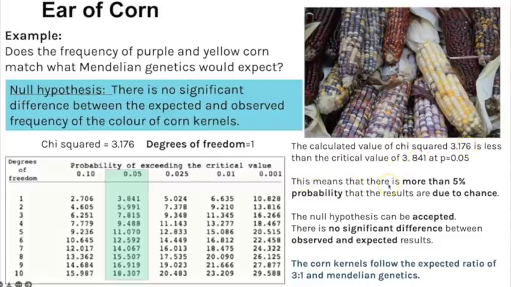So that means there's more than 5% probability the results or the difference between the observed and the expected is due to chance. So that means we have to accept the null hypothesis, which was that there will be no difference between the expected and the observed frequency. And what that means is the expected frequency that we calculated using our Punnett square was the same as the frequency we observed. Or in other words, it did follow the Mendelian genetics that we expected.